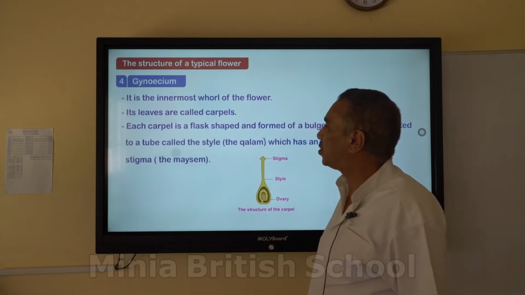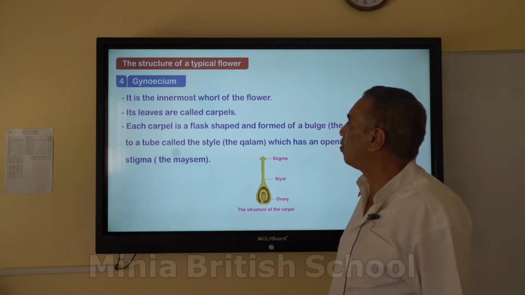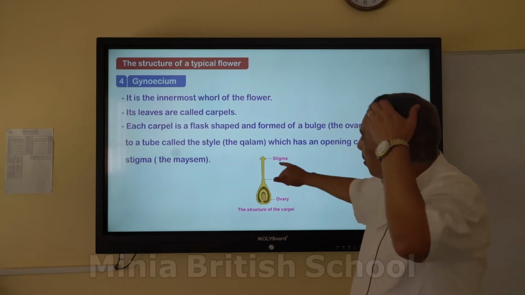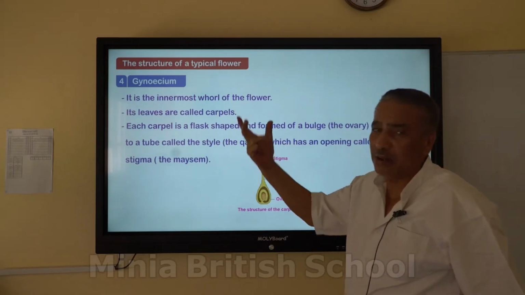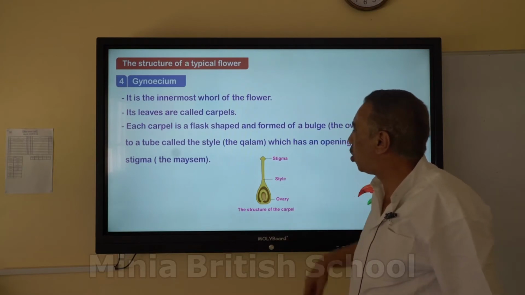While in the case of the gynoecium, it is the innermost whorl of the flower. We explained it before. Each leaf of it, I mean the single unit of the gynoecium, is called a carpel.